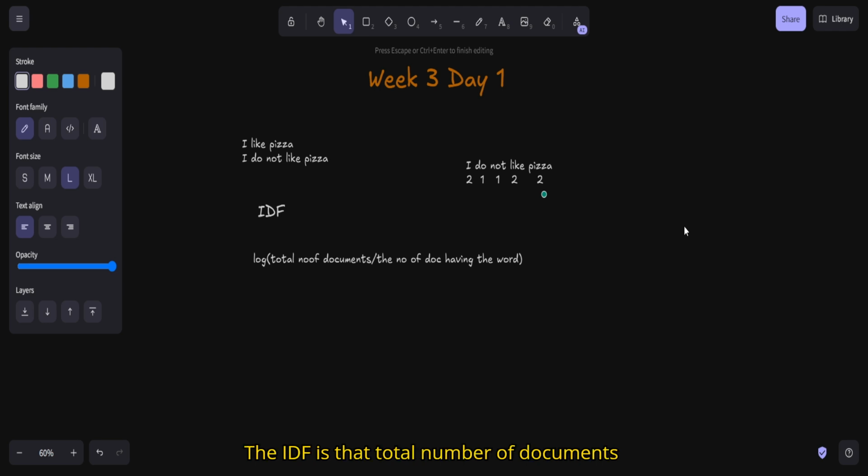The IDF: the total number of documents is always two. So for "I", it will be 2 by 2, and log of 2 by 2 is 0. For the others, it will be 0, 0.6, 0.6, 0, 0. Okay. So now if you notice, the values that are more frequent are getting a value of 0, and the values which are more rare are getting a higher value in IDF.